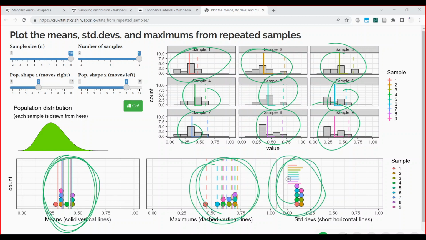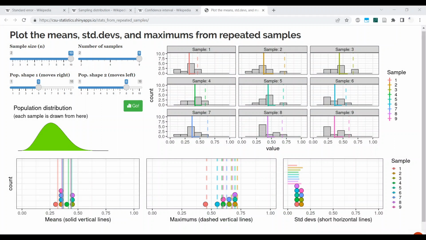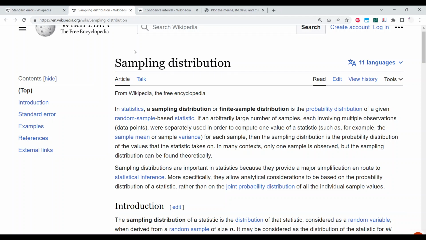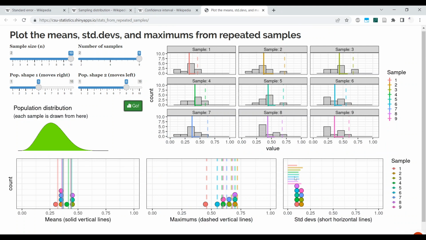When you see the word sampling distribution, it is very, very important that you make this distinction. The sampling distribution, we're not using sampling as a cute adjective here. It's referring to a very specific thing, a distribution of values that a statistic takes on under repeated sampling.